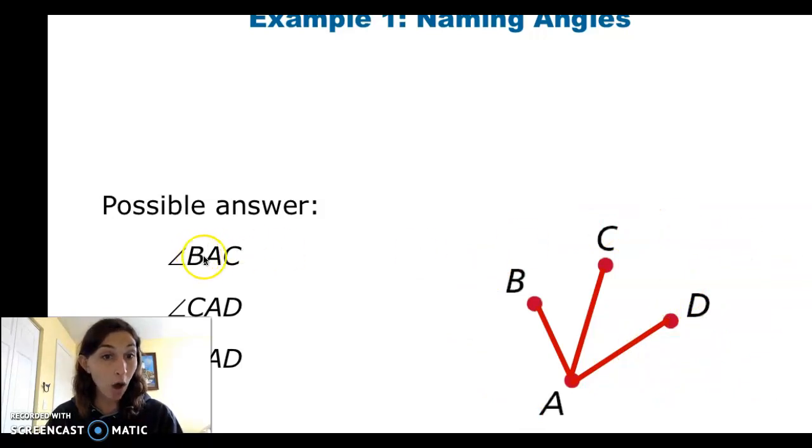I could also call BAC actually CAB. It does not matter the order as long as the vertex, in this case A, is always in the middle. So remember, don't let this fool you. There are actually 3 angles in this picture.